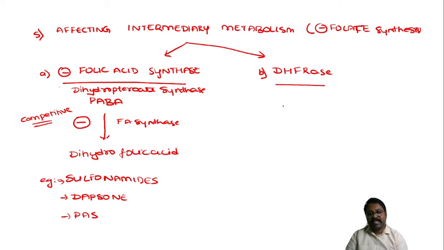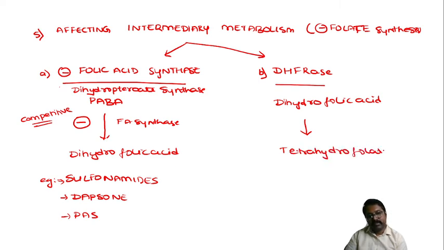On the other hand, we have the dihydrofolate reductase inhibitors, where dihydrofolic acid will be converted to tetrahydrofolate followed by synthesis of DNA. So this step is mediated by dihydrofolate reductase. So this will be inhibited.